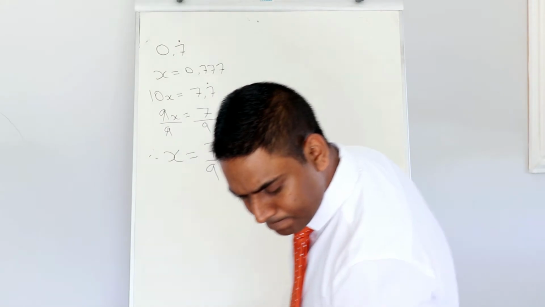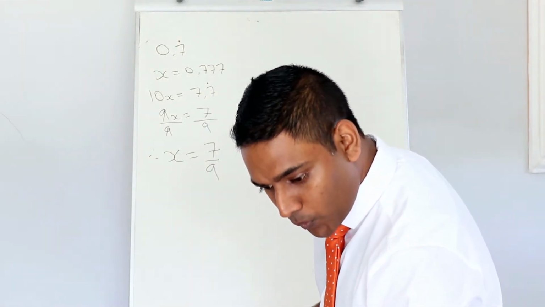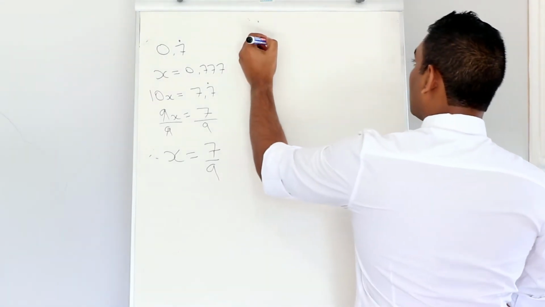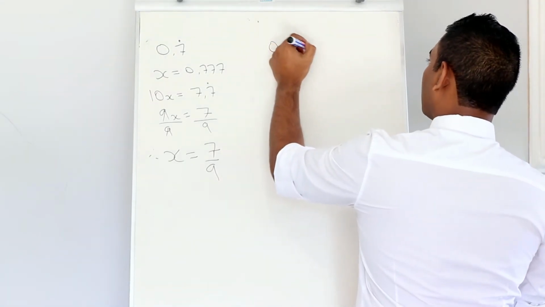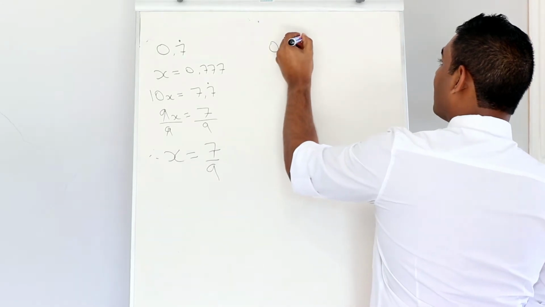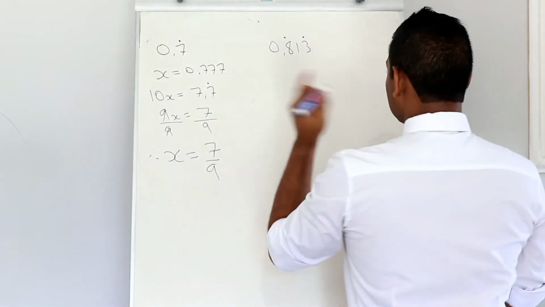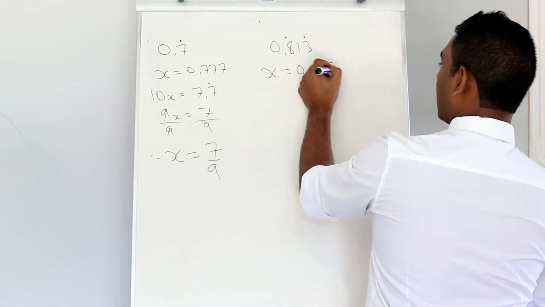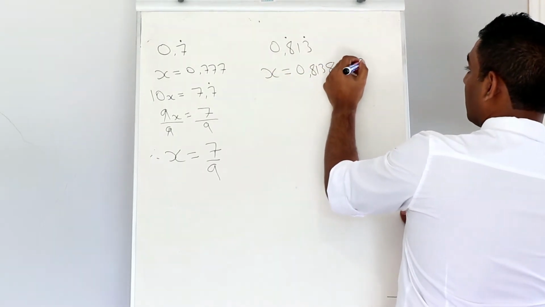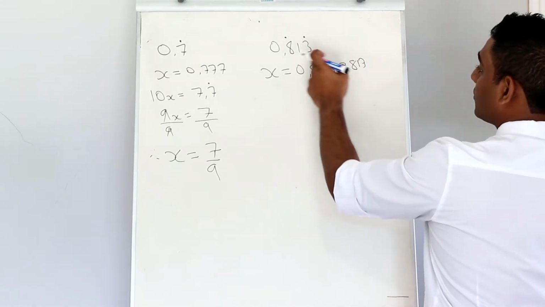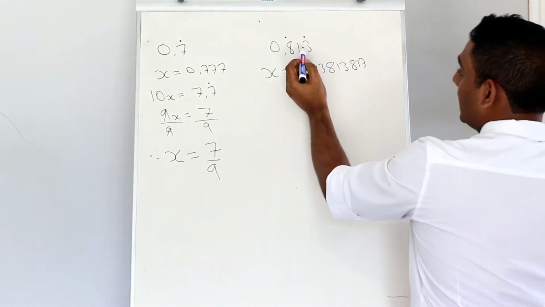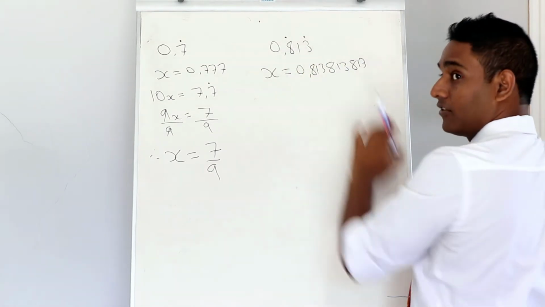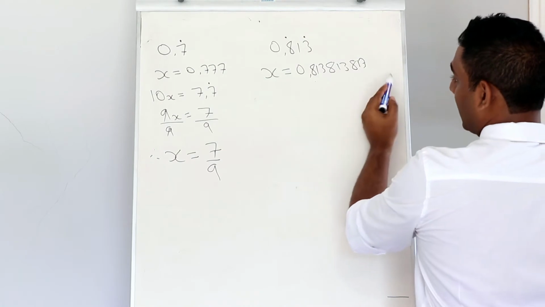Okay, let's do another example, number 6. Let's say we have 0.813, but the 8 and the 3 are recurring. Something similar: we'll say x is equal to 0.813813, because we wanted these numbers to recur every time. Even though the 1 doesn't have a recurring bar, it still is a placeholder between the 8 and the 3, so we need to repeat that pattern.